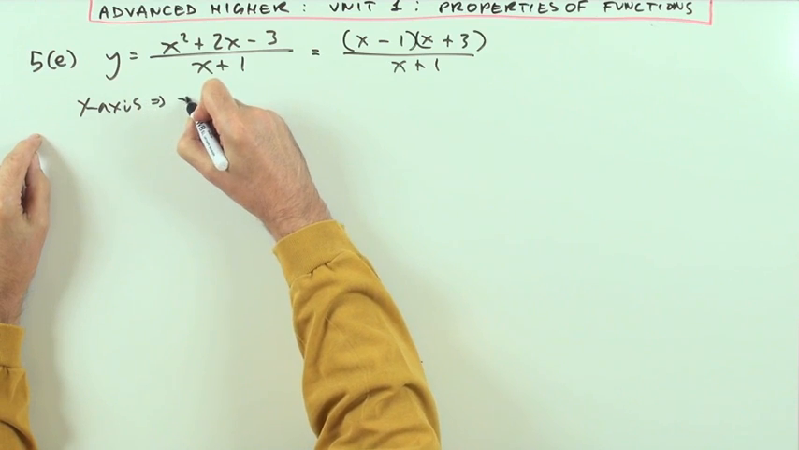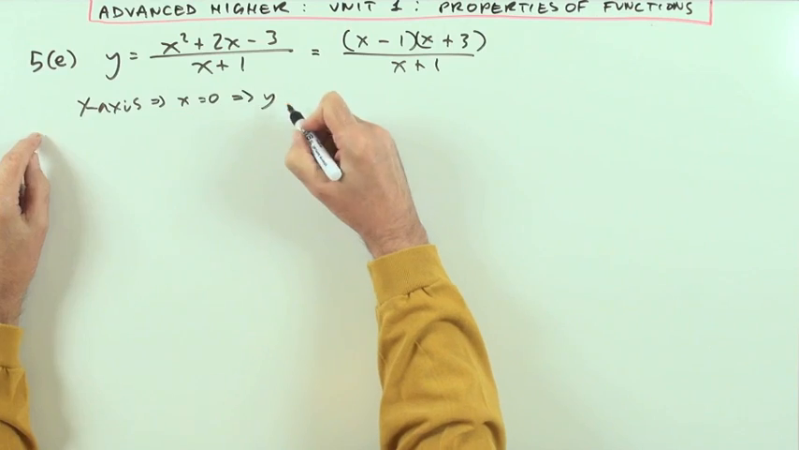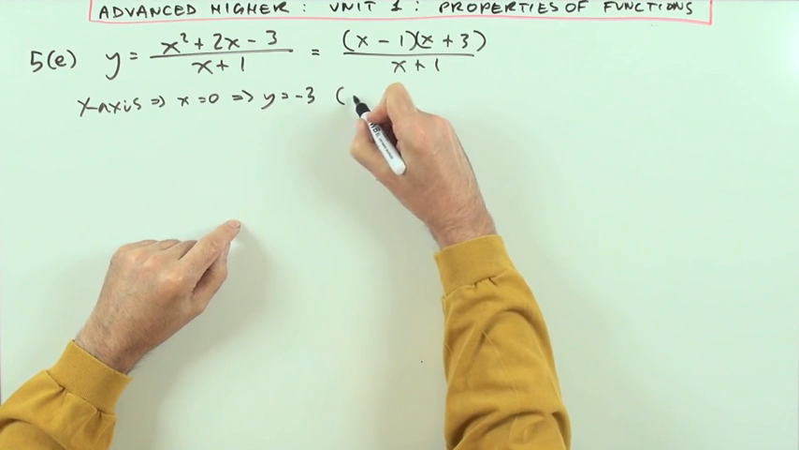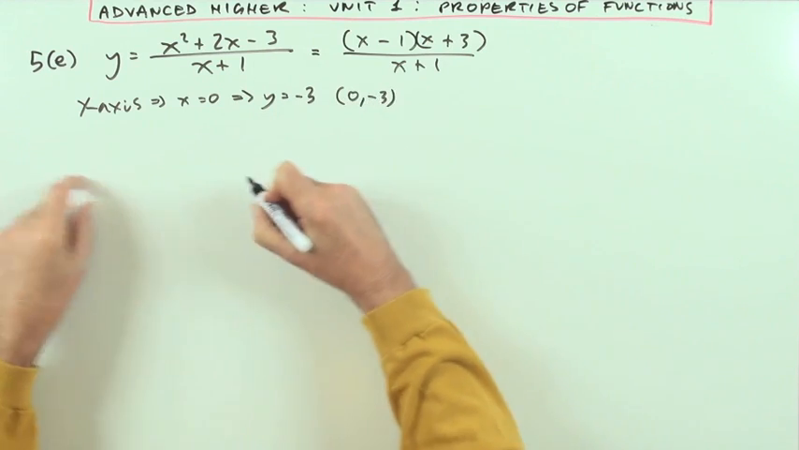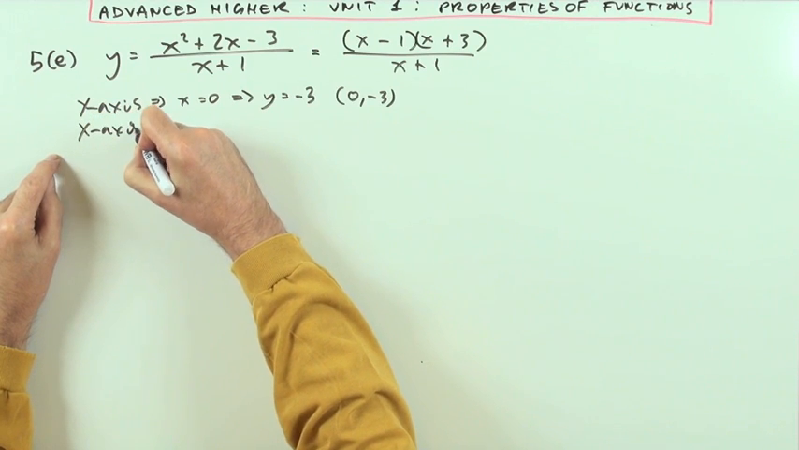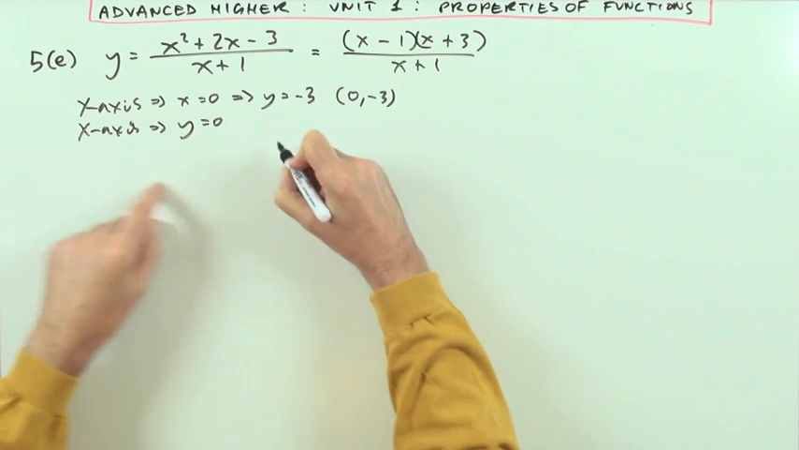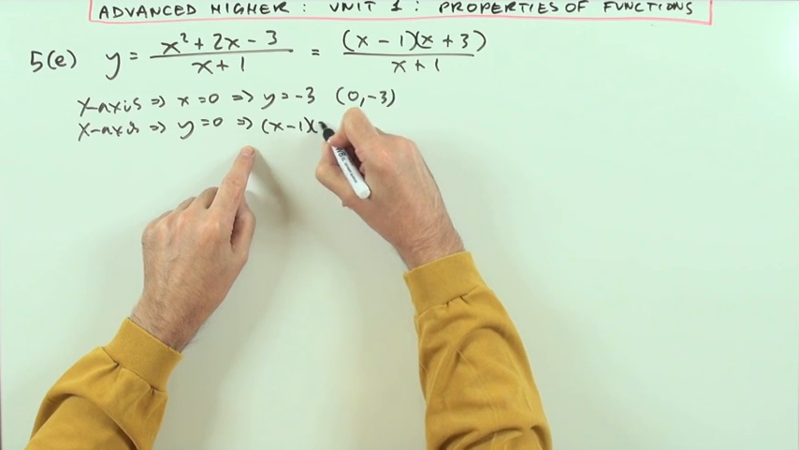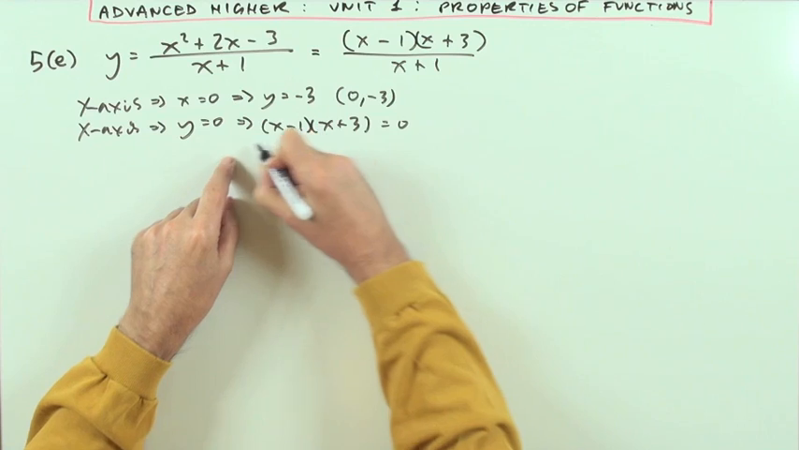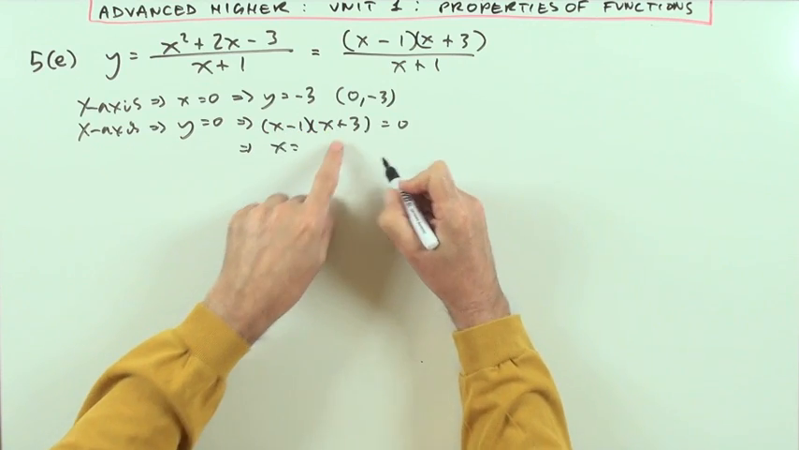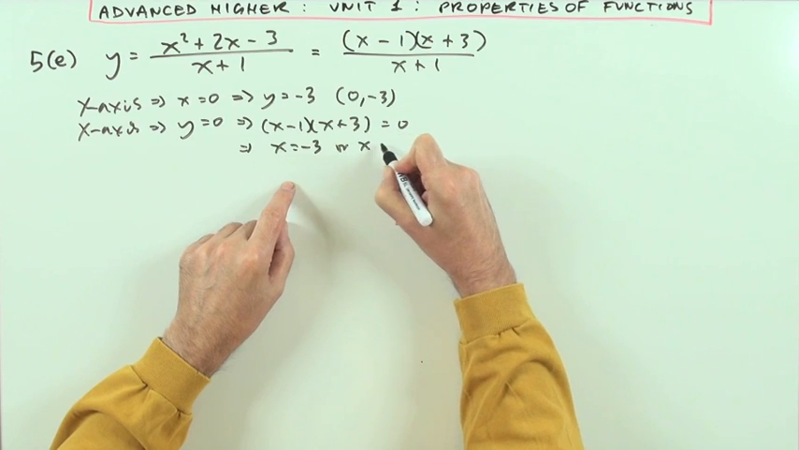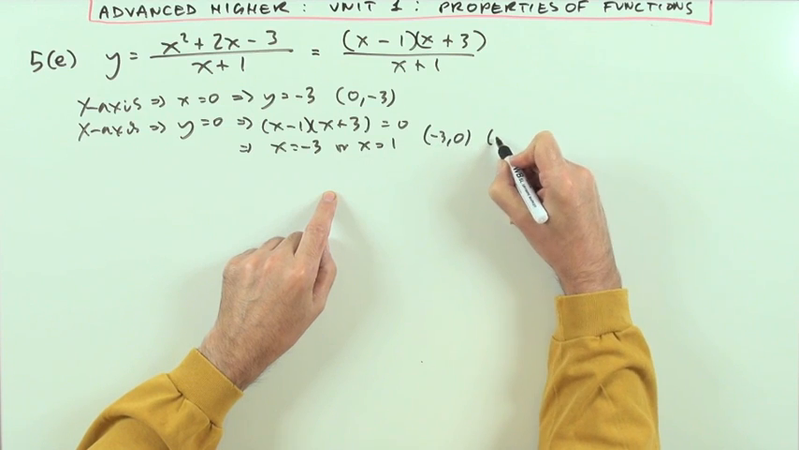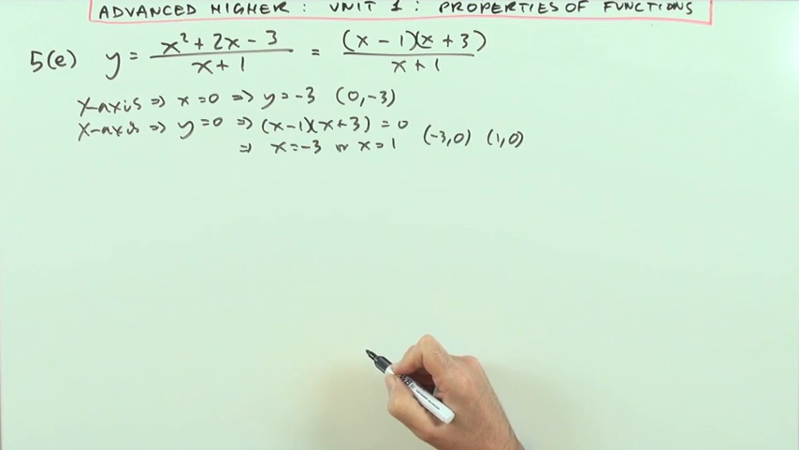It cuts the y-axis if x is 0, and if x is 0, I'm left with negative 3 upon 1. So that's negative 3. So I've got the point (0, -3). Where does it cut the x-axis? It cuts the x-axis if y is 0. That means that the numerator is sufficient to be equal to 0, which means that x equals negative 3, or x equals 1. So I've got the points (-3, 0) and (1, 0).